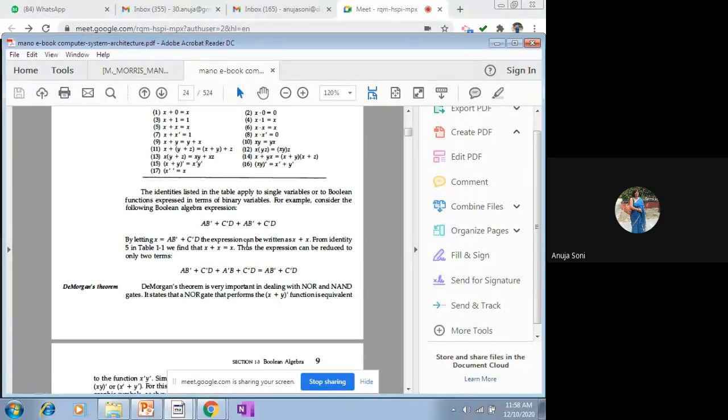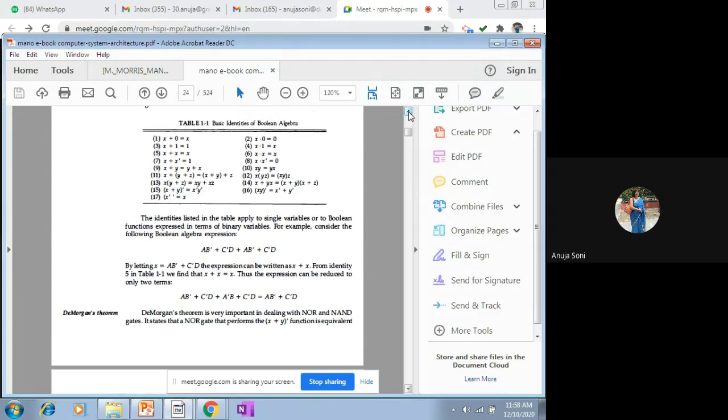This is one example given: a b dash plus c dash d plus a b dash plus c dash d. If you observe, you will see what Boolean identity is applicable to this expression. It is similar to the identity pointed out in point 5: x plus x will be equal to x. So what is x here? A b dash plus c dash d is being repeated in the same expression, so it is working as x. So x plus x will be equal to x.